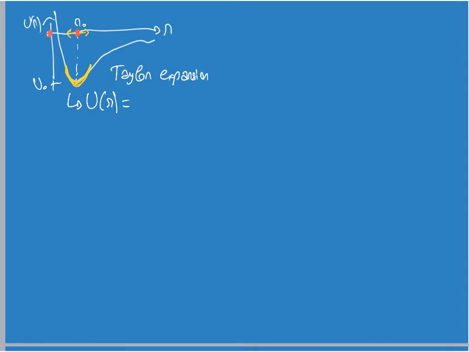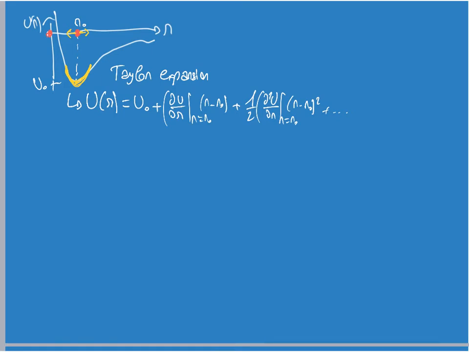Say that first this function is going to be equal to the value of the function at R equal R naught, which is U0, plus the first derivative of the function with respect to R at R equal R naught times R minus R naught. So this is the first degree of the Taylor expansion, plus the second degree, which is 1/2 of the second derivative of the energy with respect to R taken at R equal R naught times (R minus R naught) squared, etc., plus the third degree, fourth degree, etc.